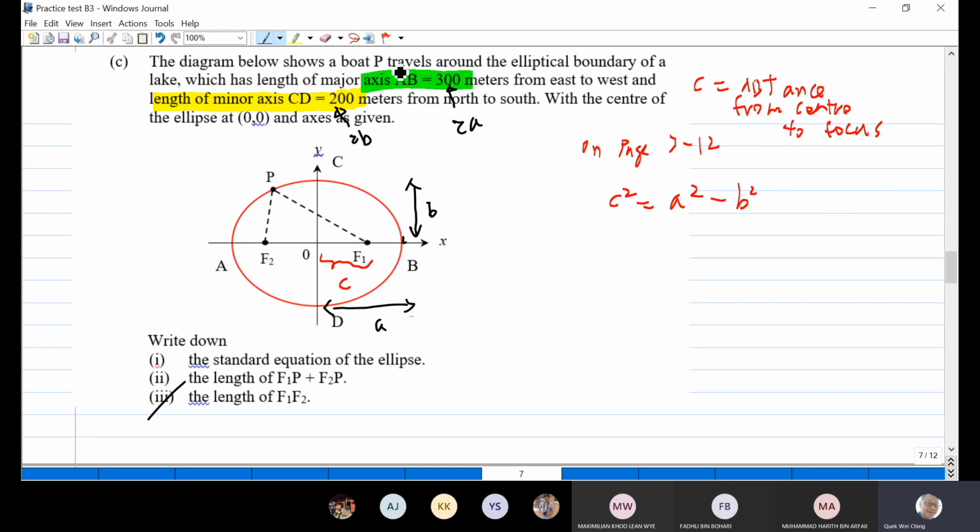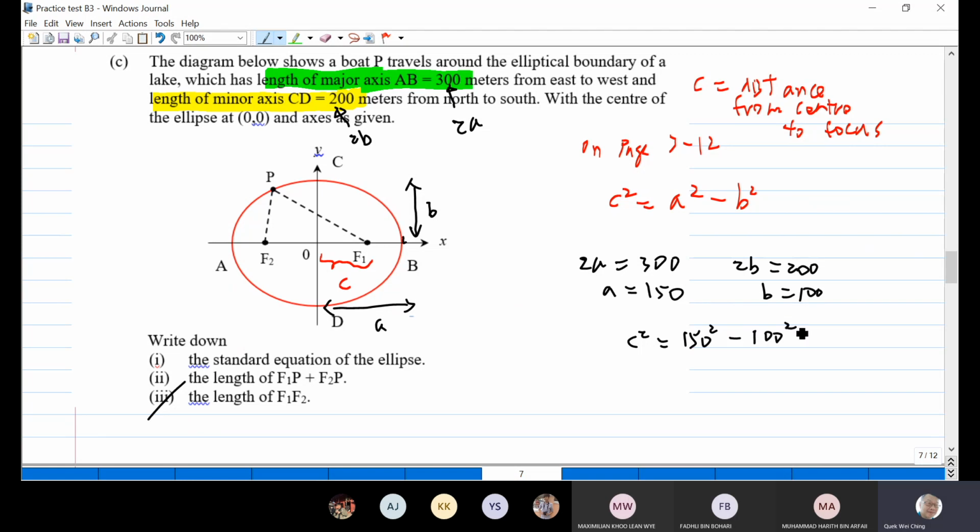So repeat again, the length of the major axis is 2A. So A is 150 now. So 2A is 300, A is 150, right? We know just now, 2B is 200 here, so B is 100 here. So you find that C squared is equal to 150 squared minus 100 squared, and then you find out what this is. The formula is on page 312.